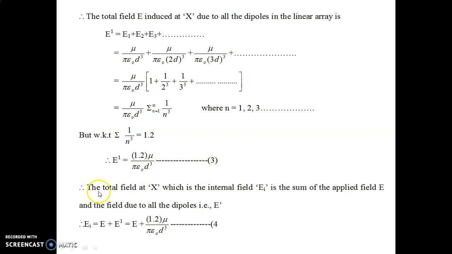So what is the total field at x? At the site x, the internal field, which is actually taken as EI here, is the sum of the applied field E and the field due to all dipoles, that is E dash. So you should write the internal field EI is equal to the applied field E plus the field due to dipoles E dash. You can substitute the equation of E dash here: E plus 1.2 mu by pi epsilon naught into dq.